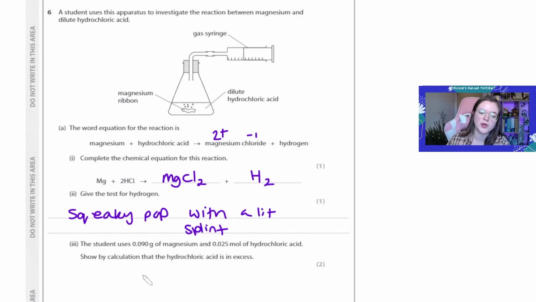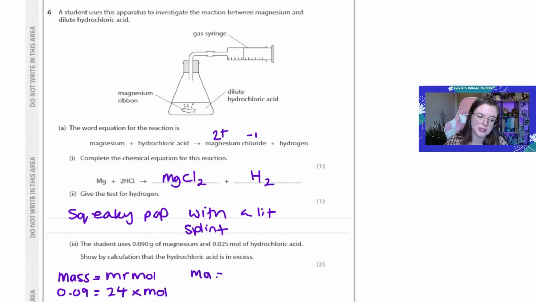Okay, so we want to work with moles. There's no point in working with 2 different units, grams and moles. That's just a recipe for disaster. So let's convert this grams into moles. What is the equation for that? Well, we have mass is equal to Mr times moles. So then we have mass, which is 0.09. Mr is the top number on the periodic table, which I know for magnesium is 24, times the number of moles, which means that I'm going to divide this down there. So the number of moles is equal to 0.09 divided by 24, which is 3.75 times 10 to the power of minus 3.